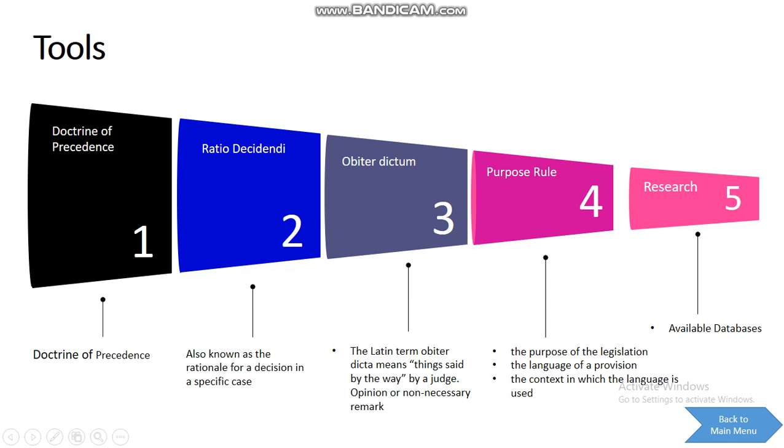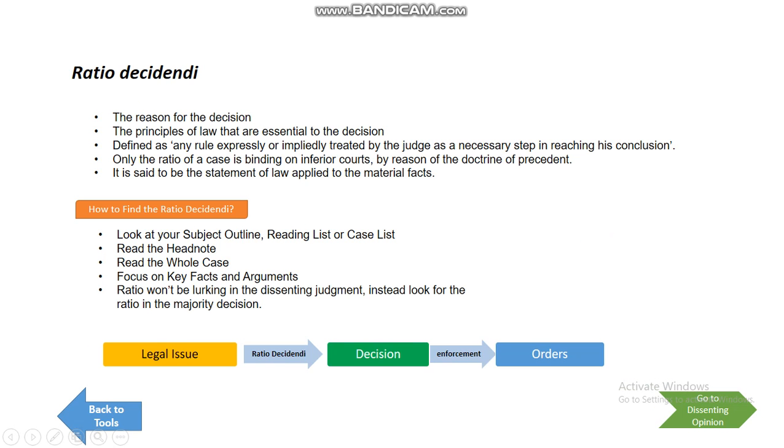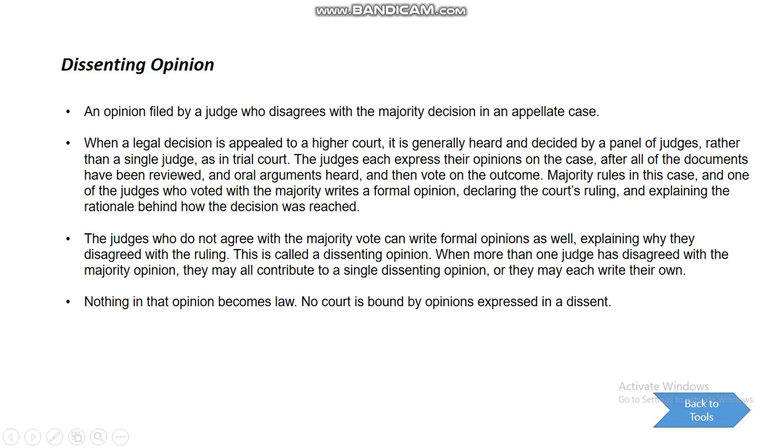We look at ratio decidendi, and this is the reason, or the basis of a judgment in a case. Here we also outline how you find the ratio decidendi in a case, and we have a chart which shows you the legal issues, the decision, and the order. We also look at the dissenting opinion in a judgment, which is the opinion of the judges with an opposing view. And as we know, the dissenting opinions do not affect the judgment.